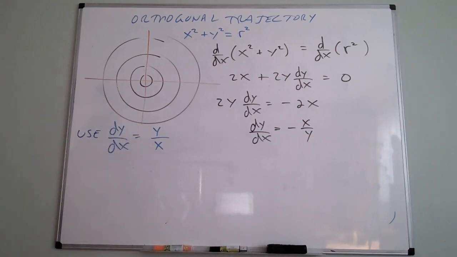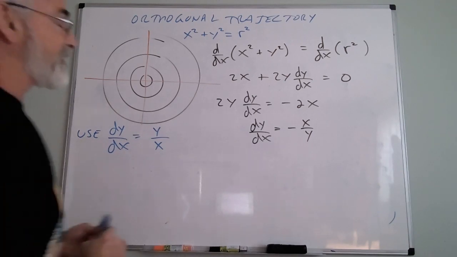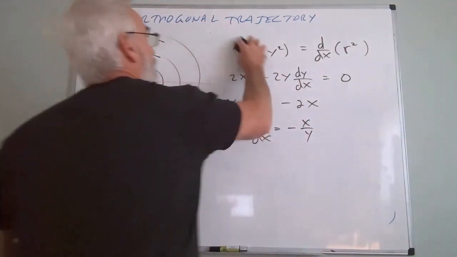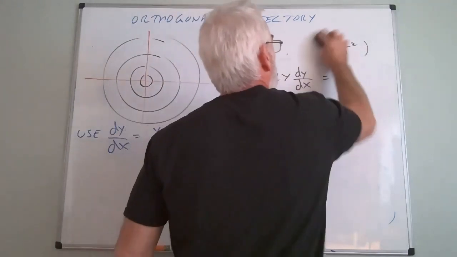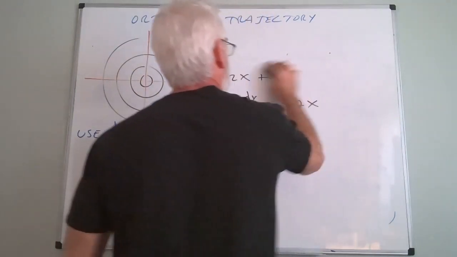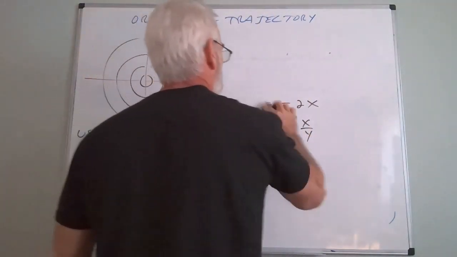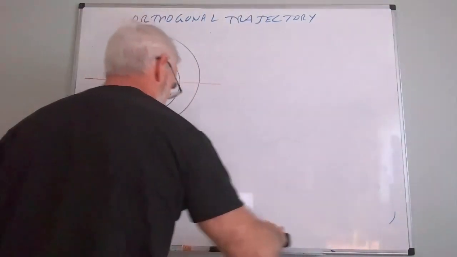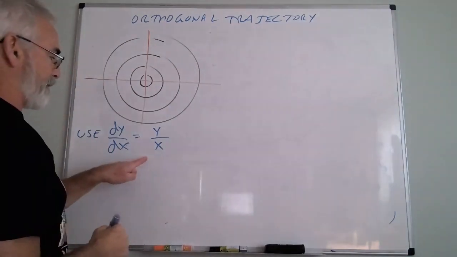Okay, is that going to be easy to find? Well, that's a separable differential equation. So I know exactly how to find it. Since that is a separable differential equation, I'm going to go ahead and erase this. I don't need this anymore. We want to solve this separable differential equation and see what family of curves this produces.